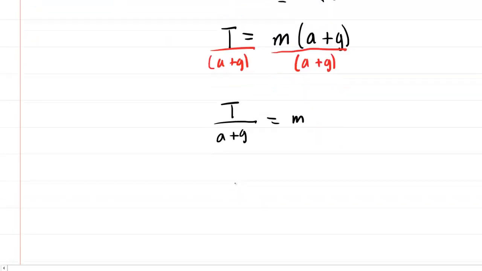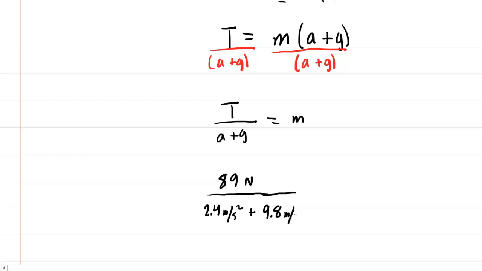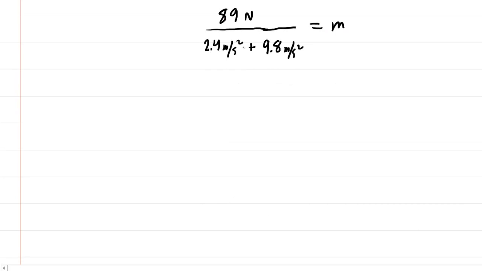The question stated that the tension in the cord was 89 newtons, so we can fill that in, divided by the acceleration, which we argued earlier would be a positive 2.4 meters per second squared, plus g, which is the gravitational constant, with a value on Earth of 9.8 meters per second squared. So you add the quantities on the bottom and then divide 89 by that value, and when you simplify that, you will get 7.3 kilograms as the answer for the mass. This would be the correct answer to part A of the question.